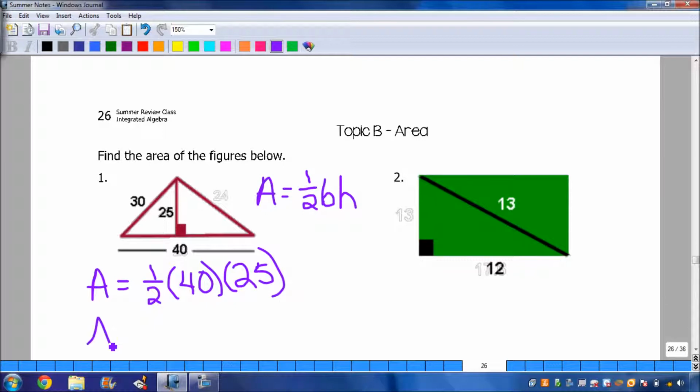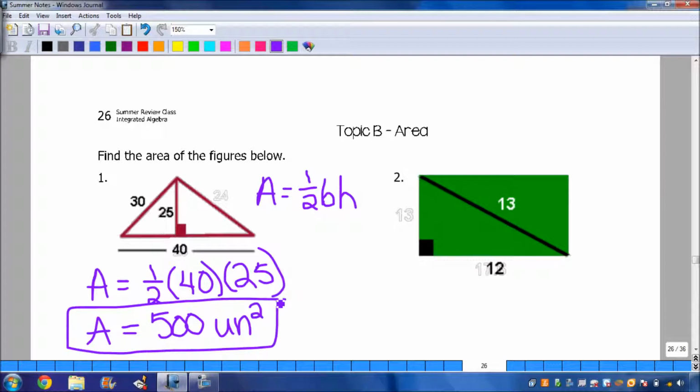So then you just plug that into your calculator and you end up getting 500, and because it's area, it's square units. Now, in question number 2, you need to use the formula for the area of a rectangle, which is base times height. I do know the base is 12, but I do not know the height.